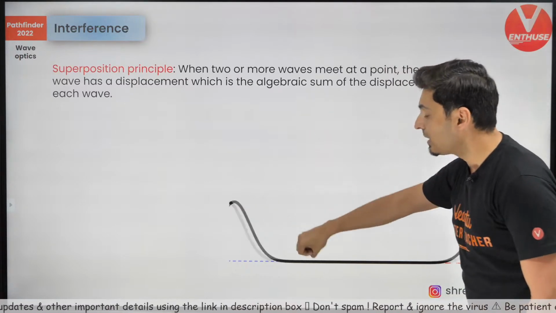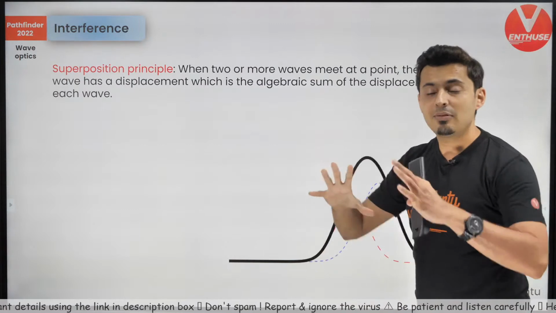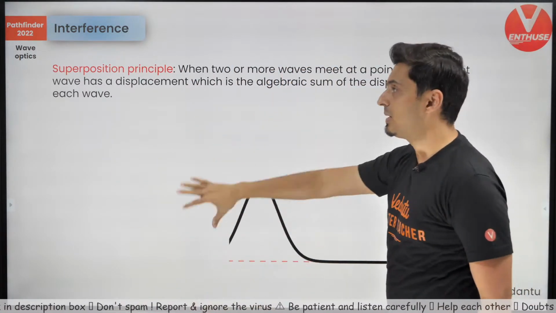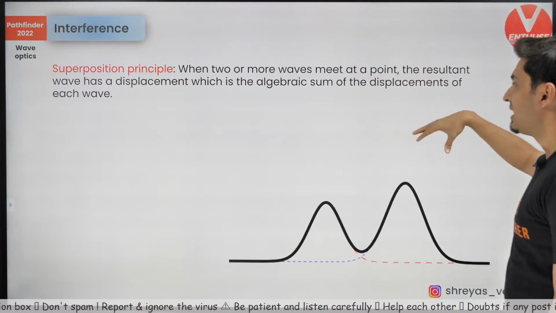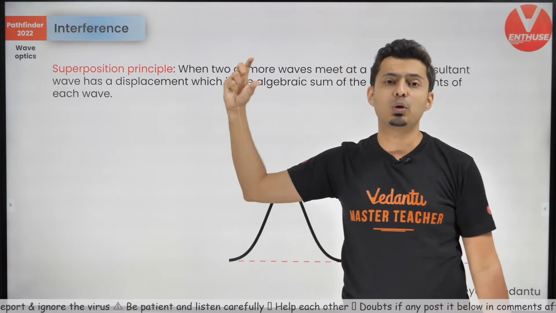Every wave will superimpose its values over each other, and the net wave that you will be seeing is the net resultant displacement of all these superpositions. So it's just the sum of all the displacements that each wave will try to produce.